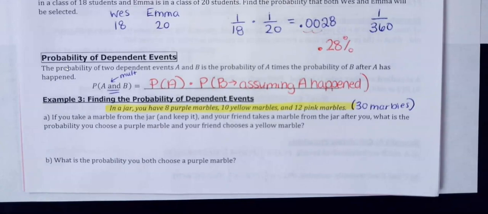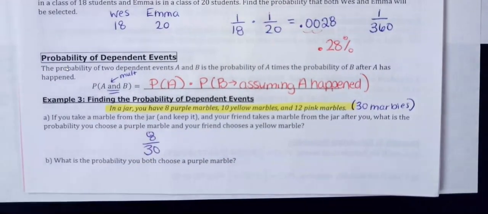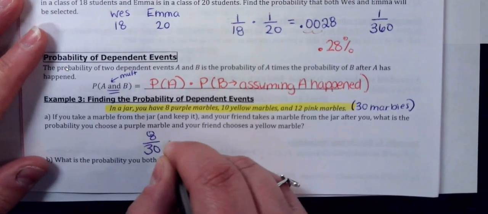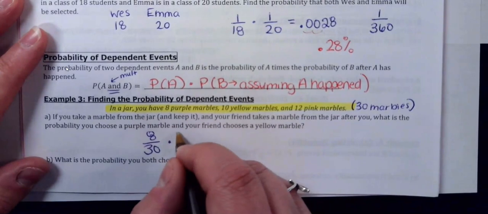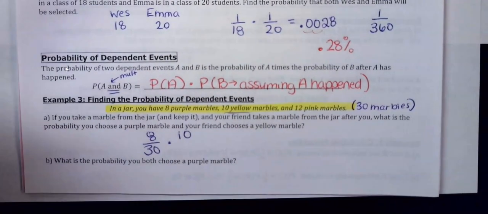8 out of 30. Okay, now think about this before you say it. You're going to assume that that's what happened. You drew a purple marble. Now, if your friend goes up to that same jar, you took a purple marble out. What's the probability your friend would then draw yellow? Sweet. All right. Except you meant 10, right? Because you just told me that for pink. Right? Yellow? You're good. Okay, so there's 10 yellow.